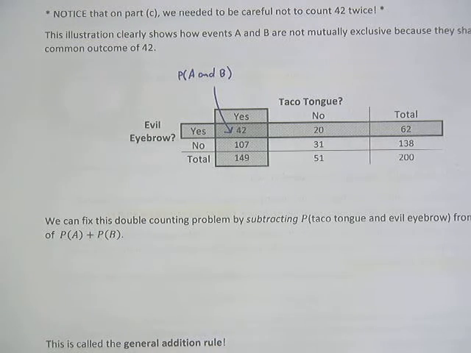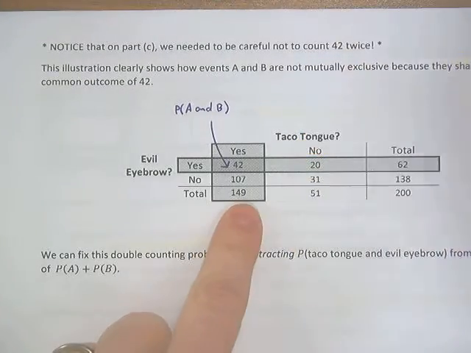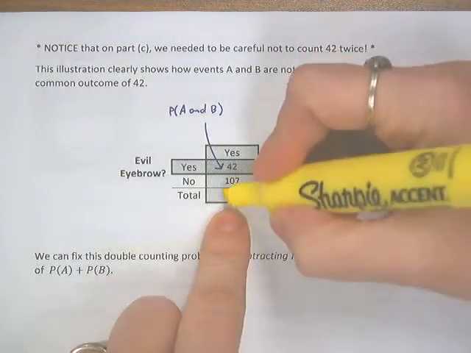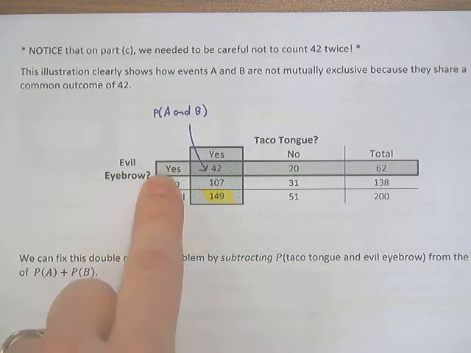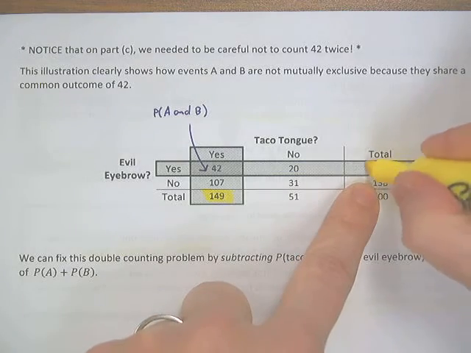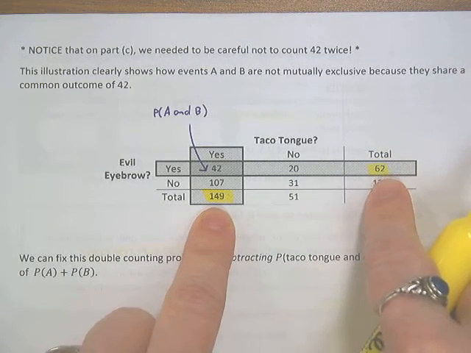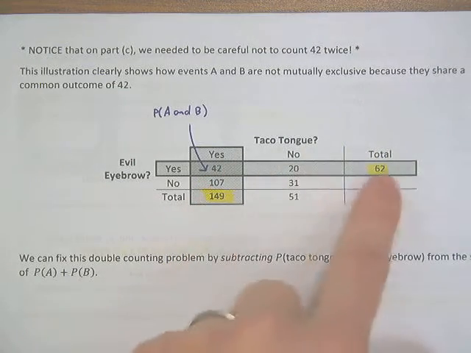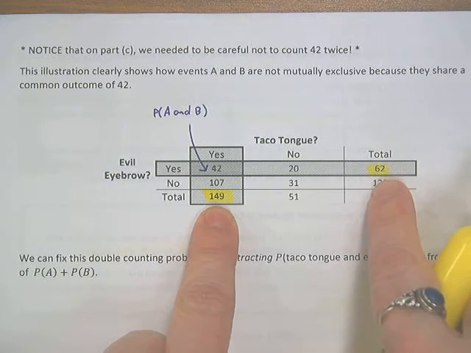So what that means is if you want to just go to the totals and you say, okay, I want to know everyone who said they can taco tongue. Well, that's 149. And I want to look at everyone who said they can evil eyebrow. That's 62. If you want to just add those two together, that's fine, but you'll have to subtract out one of the 42s because you will have double counted it in these 149 and 62 numbers.